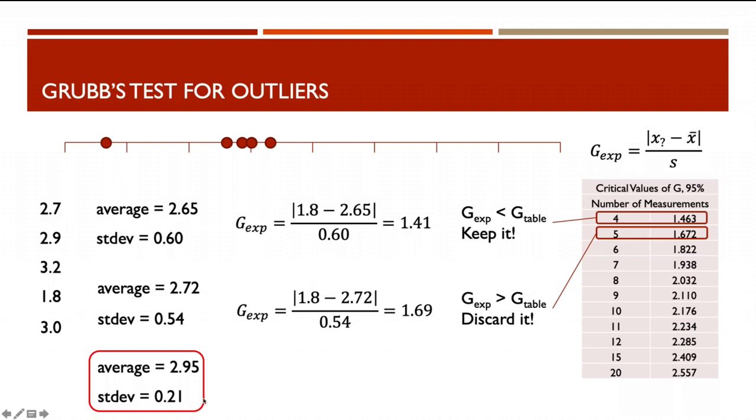Be careful that when you do eliminate outliers, that in your notebook or in your digital notebook, you are very careful to show this process. All data points need to be present in your notebook, and your g calculated in comparison to g table needs to be very clear.